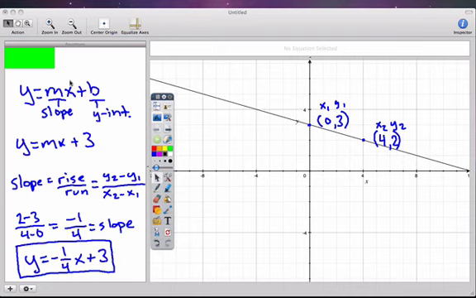Now let's reveal what the equation was that I put in here. And it is y equals negative 1/4 x plus 3. So we're correct. And that is how we find the equation of a graphed line.